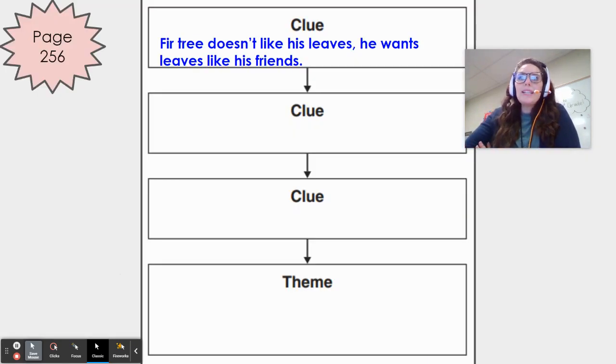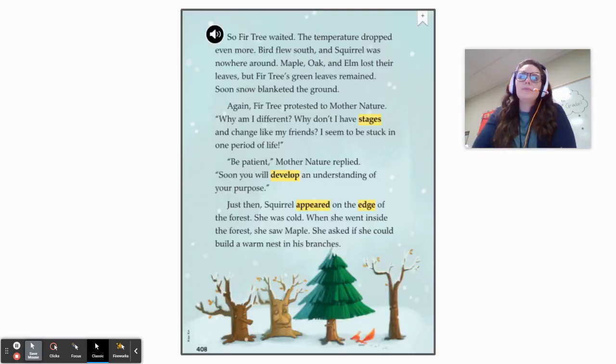So we are going to write down what Fir tree says. Fir tree doesn't like his leaves. He wants leaves like his friends' leaves. You can also mention that he wants to have colorful leaves, if that is part of your clue. So press pause as you write down our first clue and press play when you're ready to move on.